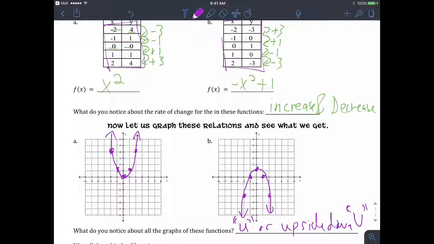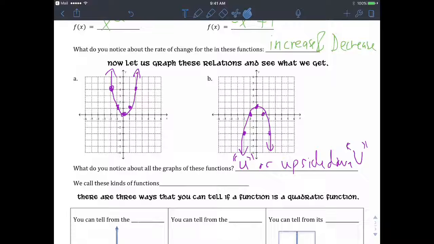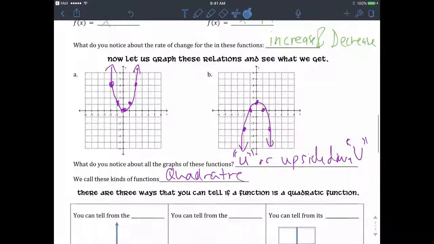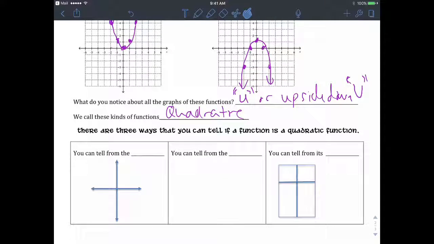So it's a U or an upside down U. Now, this function family, let me go ahead and give you the name of this function family right now. This is called the quadratic function family. Okay? Now, just like you can identify the linears by 3 different methods, you can also identify the quadratics by 3 different methods.